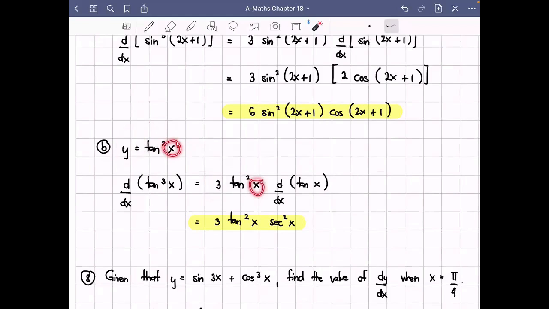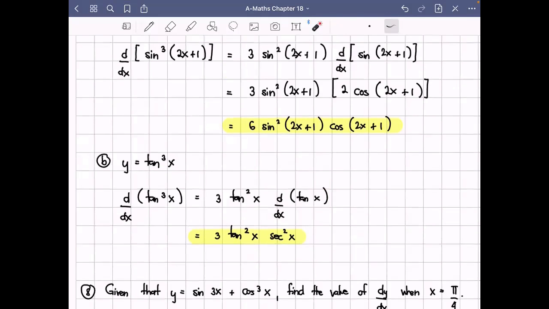Okay, so you have this part here. And then you need to derive this thing again without the index, okay? With no index anymore. You don't put the index. So again, the derivative of tangent x is basically secant squared x. So your final answer is this: 3 tangent squared x secant squared x. Do you guys have any question with these two examples?